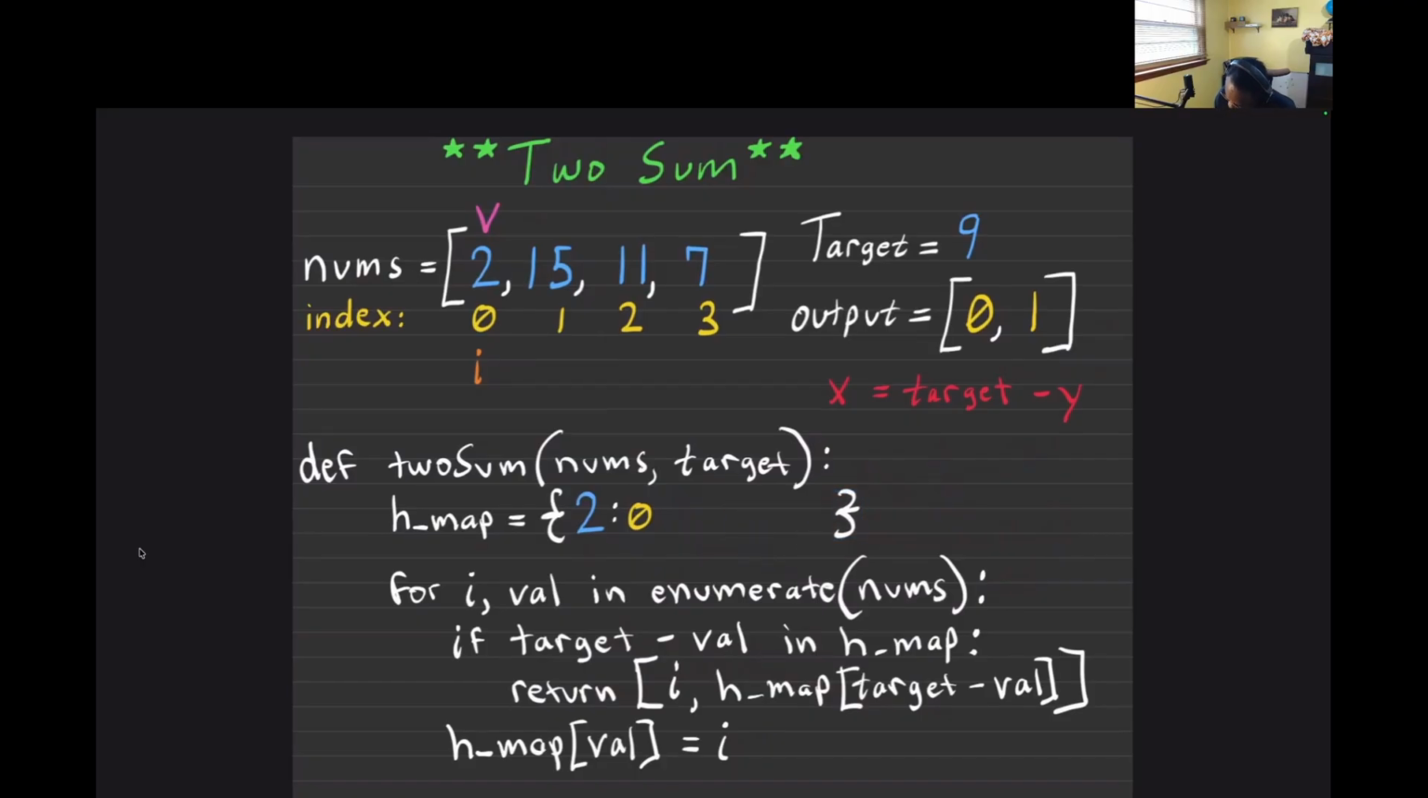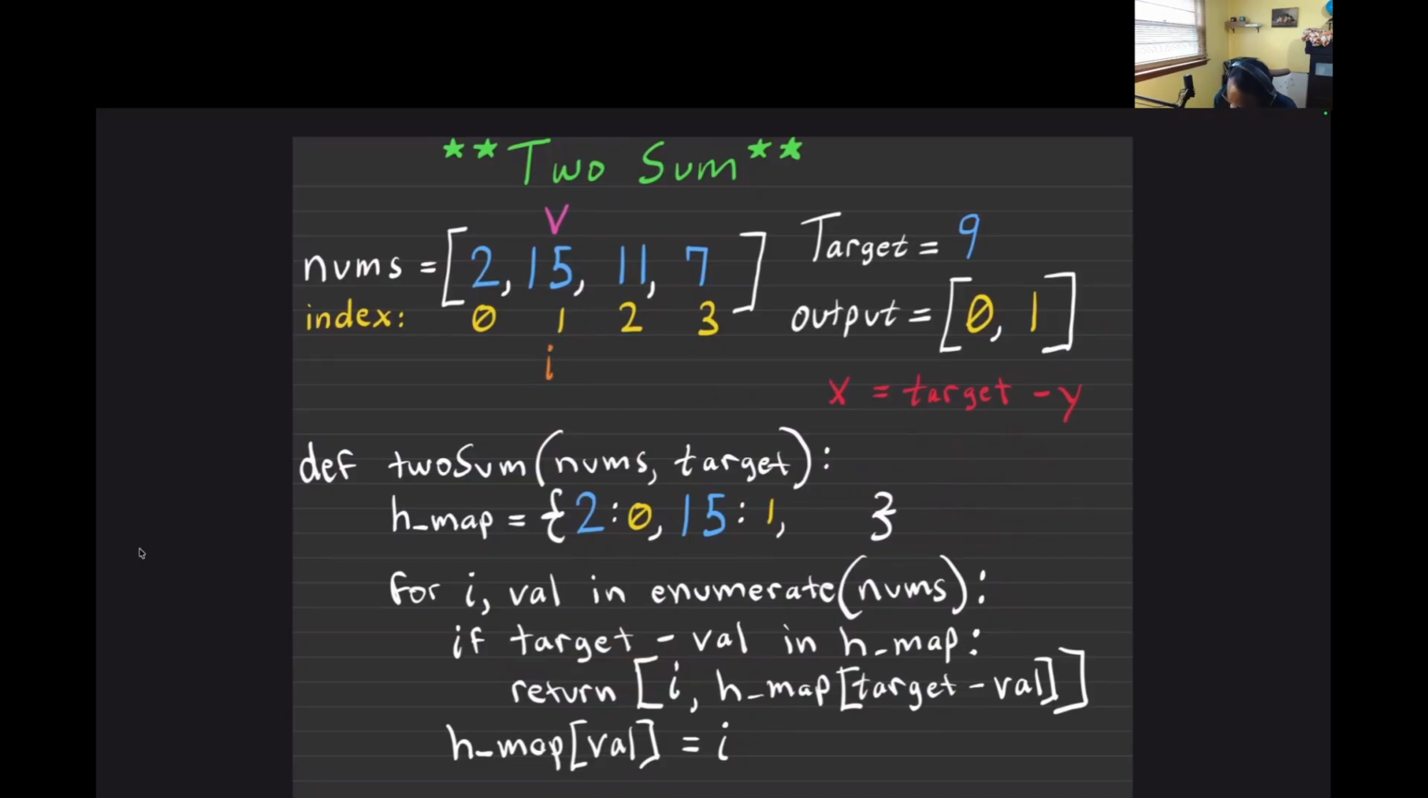So now we're back inside this for loop, okay? So we get here, ask ourselves again: if target minus value is in the hash map, so 9 minus 15. Okay, so I think that's negative 6, right? Yeah, negative 6, okay. So is that inside of our hash map? It's not, right? So then we're going to go ahead and say hash map of that value, so this guy, is equal to I, right? The index. All right, so far so good.